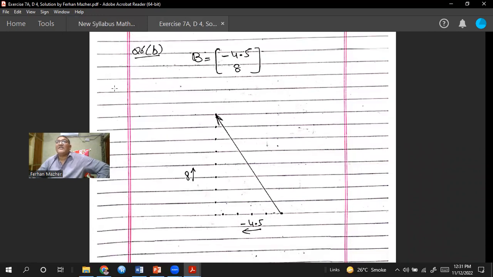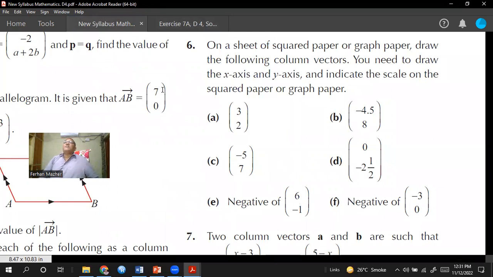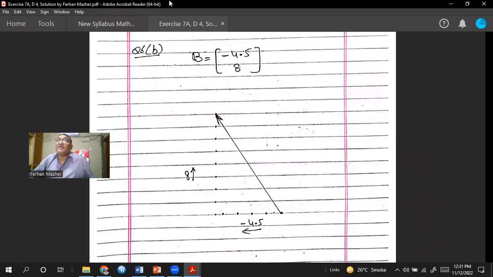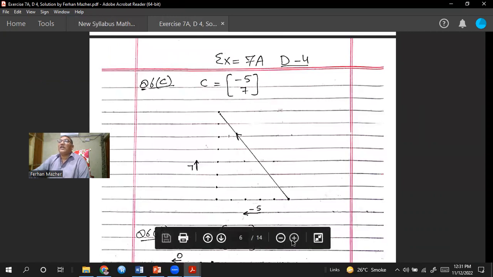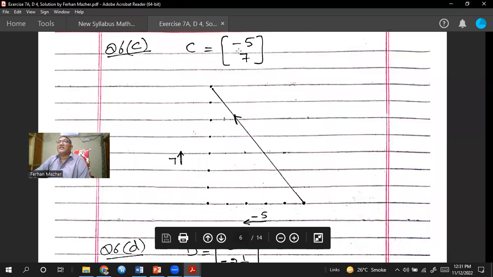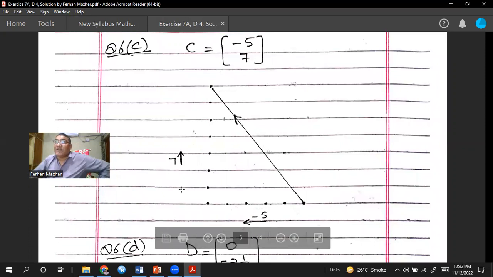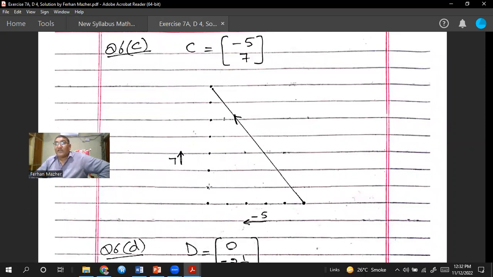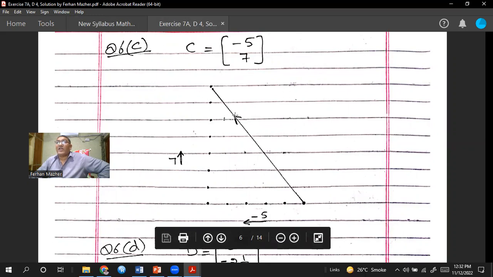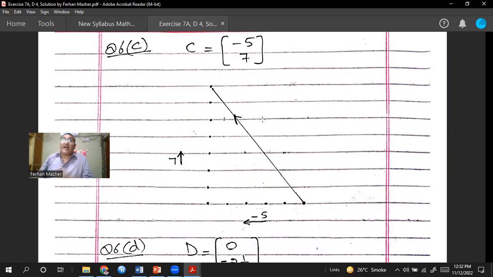I hope you understand how this is done. Then we have C part, which is minus 5, 7. So here we have minus 5, 7 and it means wherever you put the dot from, that's your starting point. Then I will go 5 steps to the left parallel to the x-axis, 1, 2, 3, 4, 5. Then the y is positive 7. So from here, I will go 7 steps up, 1, 2, 3, 6, 7. Join the tail with the head with a straight line and put arrow towards the head. So this is how you represent this column vector on a graph paper.